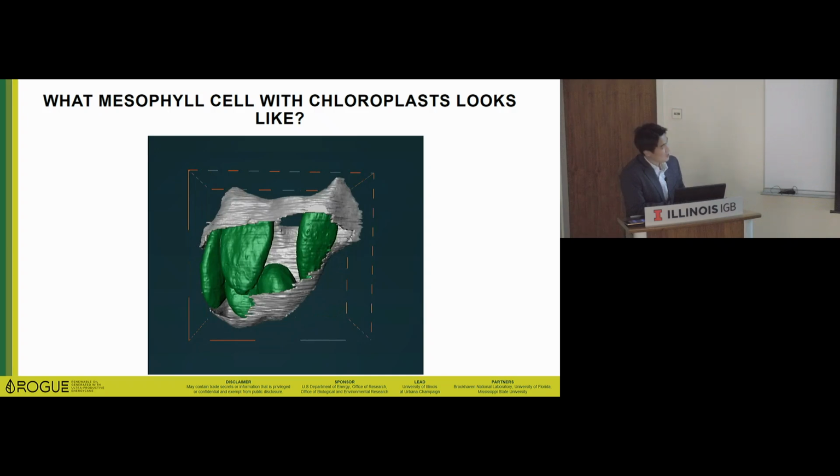But in the case of C4, we were surprised, because, as I mentioned earlier, C4 plants have a unique enzyme. They have some enzyme to keep concentrating and increase the CO2 level. So we are still wondering why the chloroplasts and cells are so closely packed.